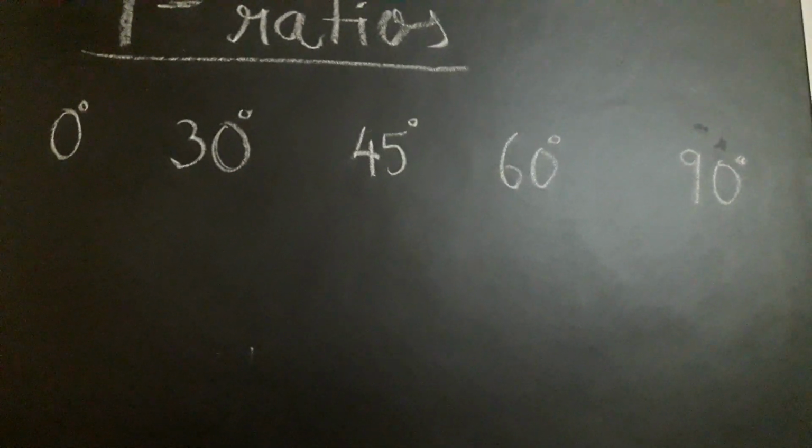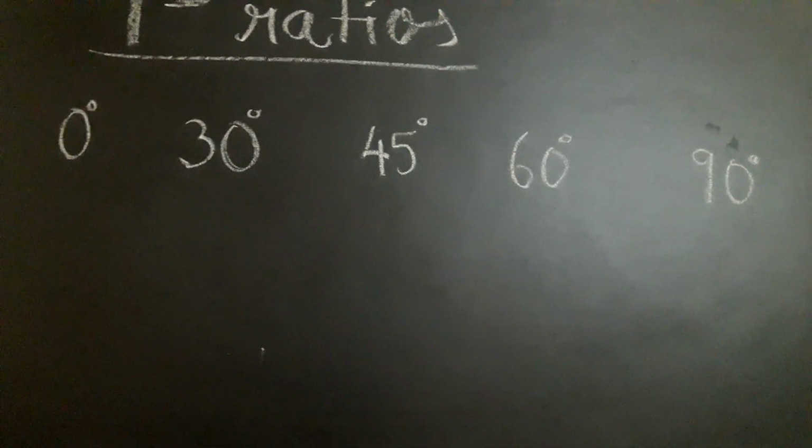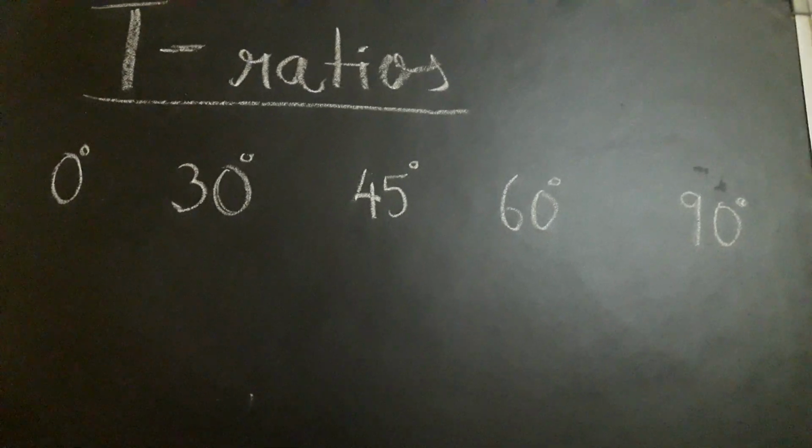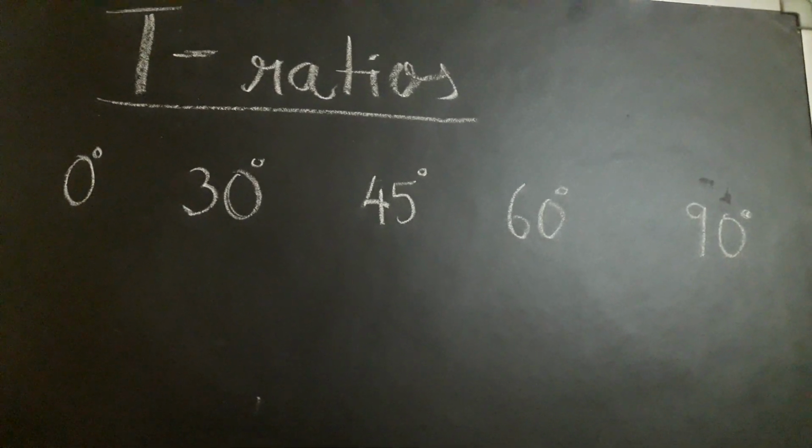In this video I will explain trigonometric ratios of standard angles. You can look there. You have 0 degrees, 30 degrees, 45 degrees, 60 degrees and 90 degrees, right? These are the standard angles.